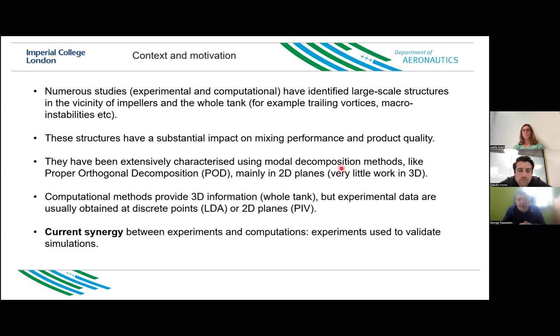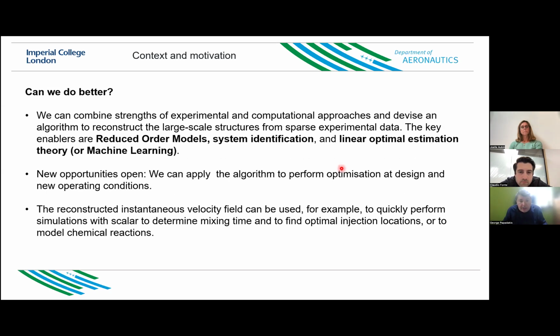So as I said, both experimentally and numerically, these structures have been observed. Now, if you look at the synergy between experiments and computations, you will see that up to now, what we are doing in order really to bring the two together is really to use experiments to validate our numerical simulations. Okay, so in the vast majority of cases, experiments are used, of course, to characterize experimentally the flow, but in terms of synergies with simulations, we use the experiments to compare and validate the simulations against.